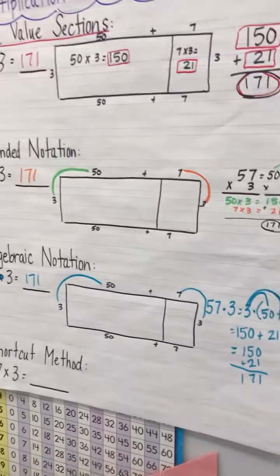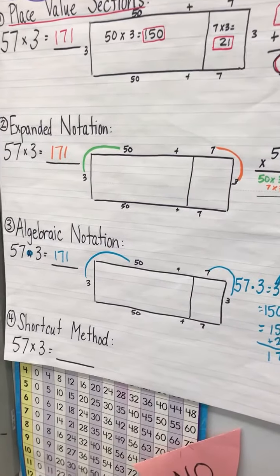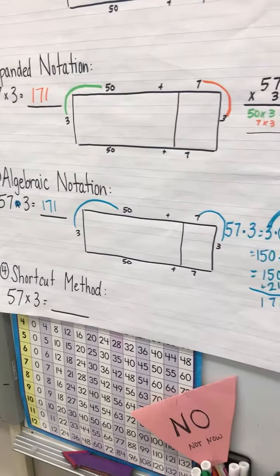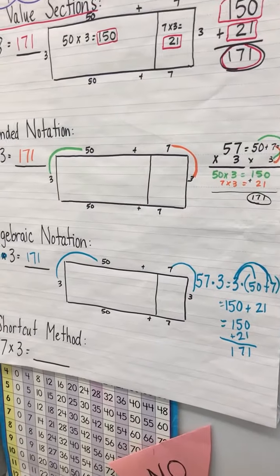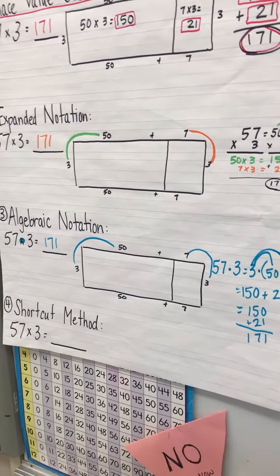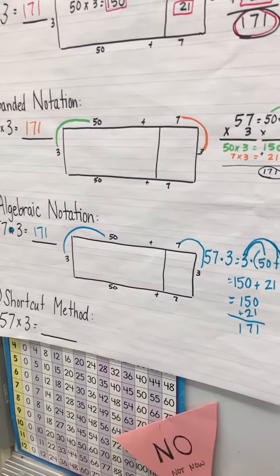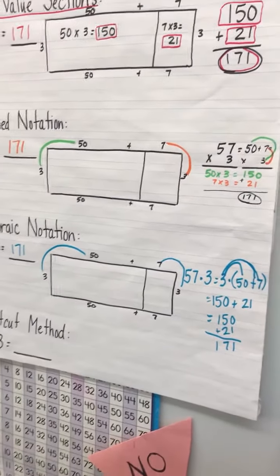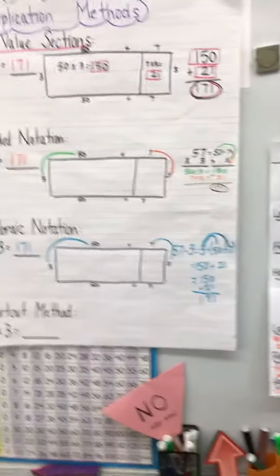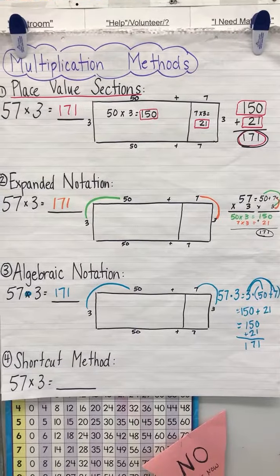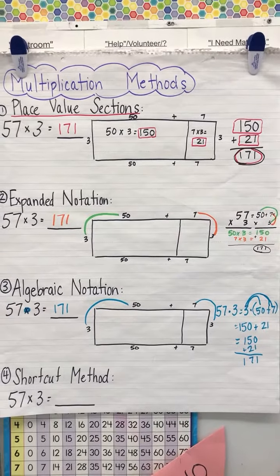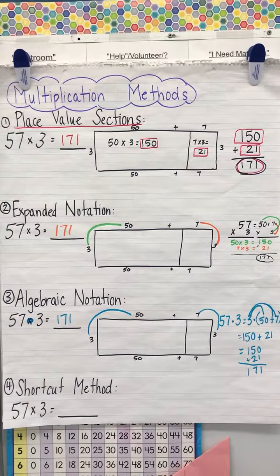So the algebraic notation is number 3 on the poster up here. And I'm going to go ahead and do an area model just like I did before. I'm going to go ahead and do the work on the right-hand side of the area model just like I did before. And I'm going to use a dot to show multiplication instead of an X.